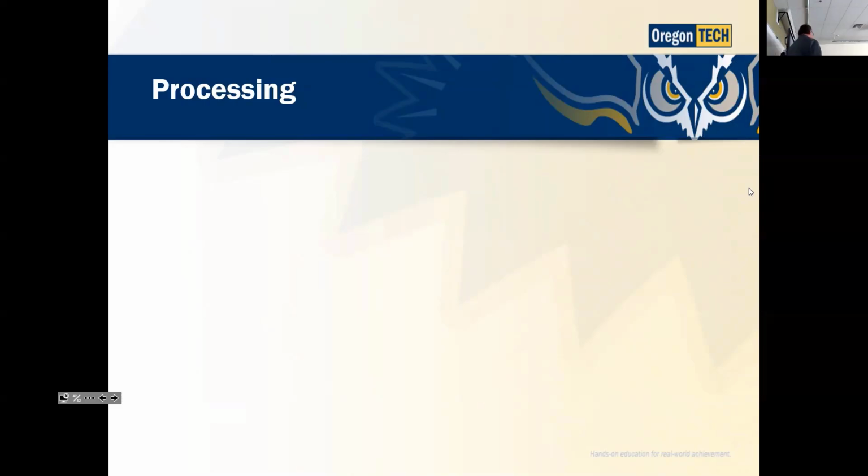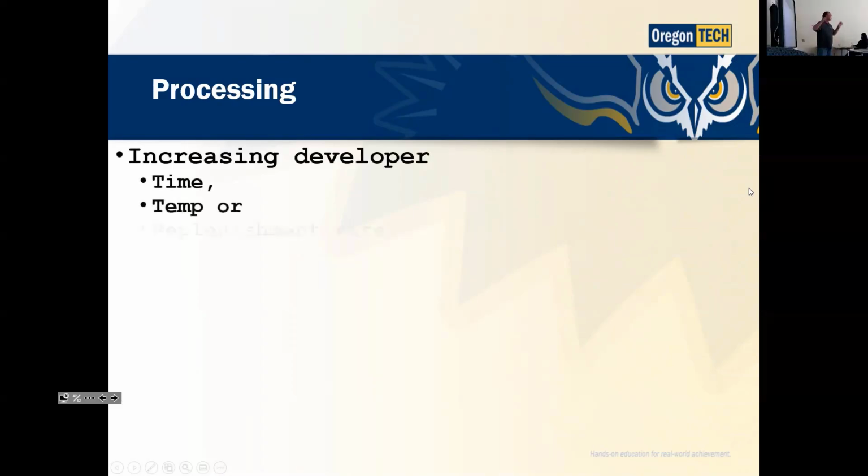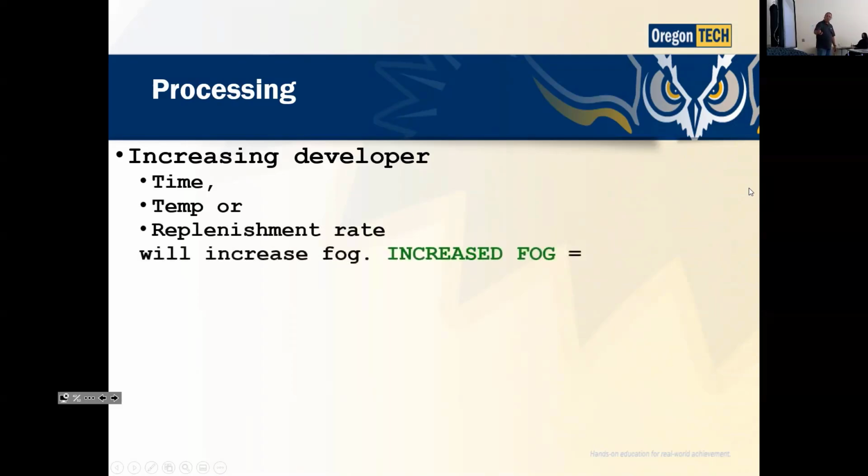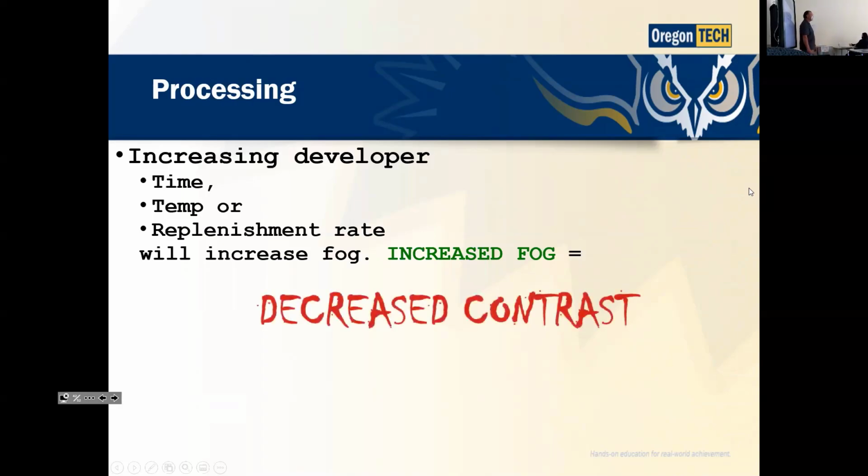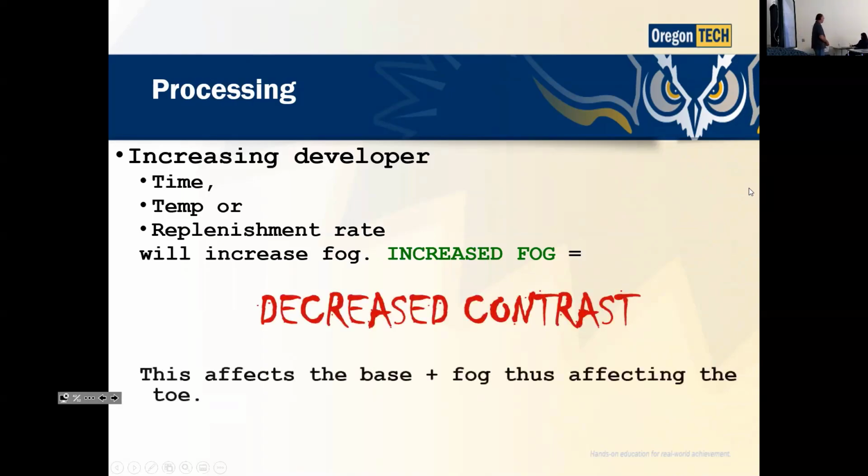Okay, so processing. Don't spend a bunch of time on this. Increasing developer time, and this is film in the developer. You increase that amount of time, increase the temperature or the replenishment rate. In other words, we have a higher chemical concentration. This will increase fog. Increased fog will decrease contrast.